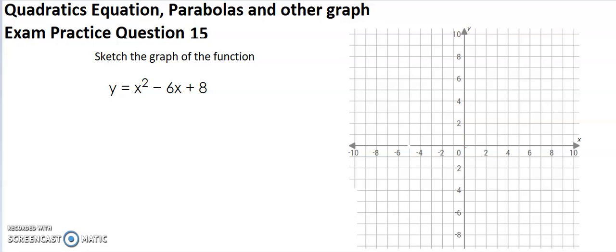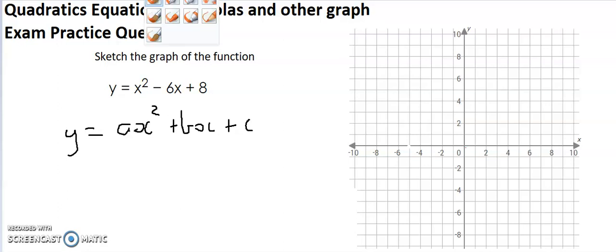This is quadratic equations, parabolas, and other graphs, exam practice question 15. Sketch the graph of the following. So the first thing that we think about is our standard form, which is ax squared plus bx plus c. Now we know when our x is 0, we are only left with c. So that tells me it is the y-intercept. I can see that our c is 8. That means that our y-intercept is 8.